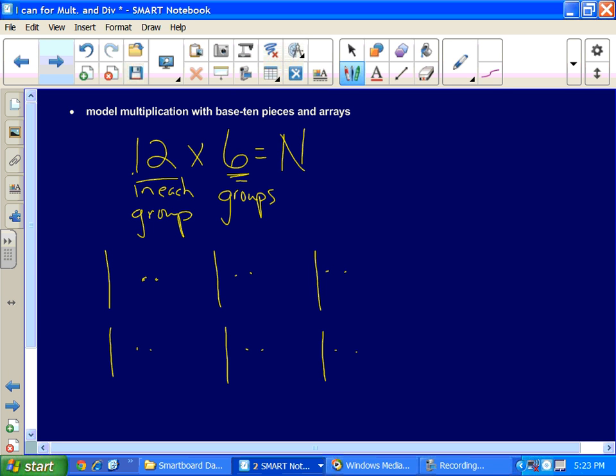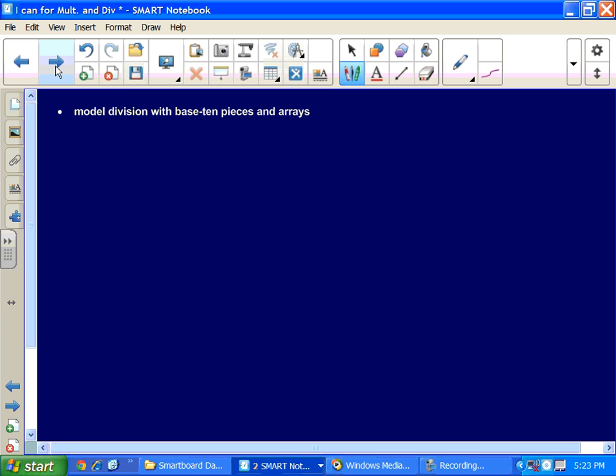So I've just modeled 6 groups of 12. Fairly straightforward. Same thing with division. So let's say we had 64 divided by 4 equals a number. So again, I want to use my base 10, so I'm starting with 64.